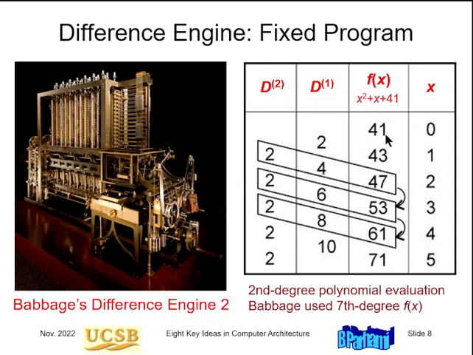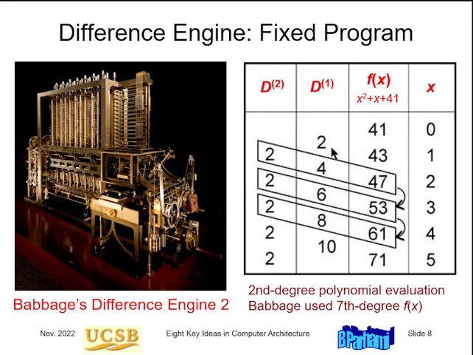But we can use the idea of differences to reduce the entire computation to just additions. So suppose I have f of 0, f of 1, and f of 2: 41, 43, 47. I compute the differences of successive terms. 43 minus 41 is 2. 47 minus 43 is 4. So this is the first order difference.